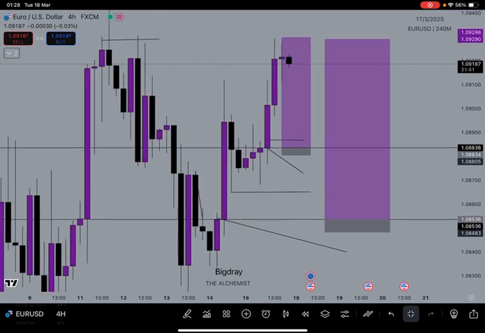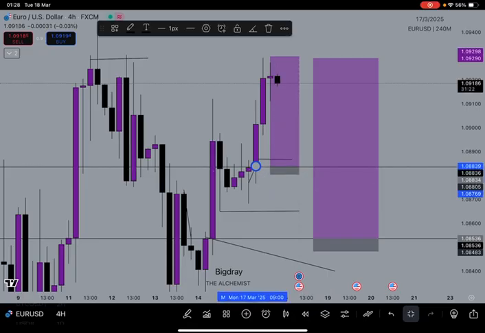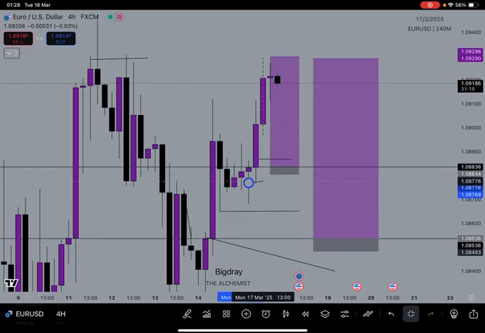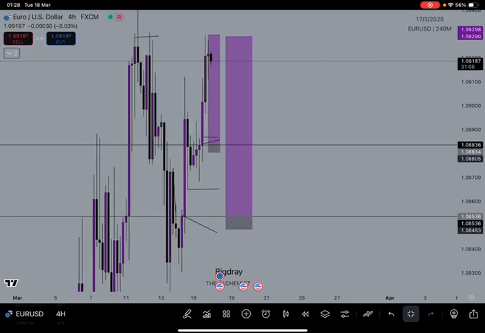Why? This one week has already touched all this area, so all this area is now invalid to me. This is a fresh POI that is not mitigated. That is why my entry is where it is. I cannot put my entry here because it's not a fresh POI. It is already mitigated, but this is a fresh POI. This also is a fresh POI. The market has not come into here. Can you see how I get my entries now? That is all about it.